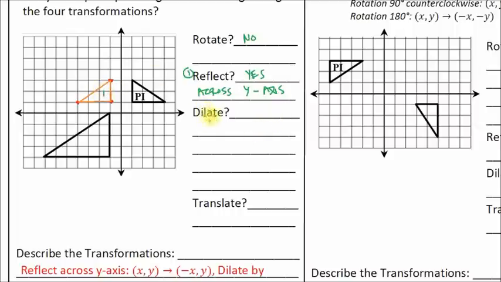Okay, how about dilation? Well, now that we're here, it does look like we have to make the triangle bigger. Let's find out how much bigger. Let's pick a corresponding side. The height of this triangle is 2. The height of our final triangle is 4. Well, that looks like a scale factor of 2. So we're going to say, are we going to dilate?